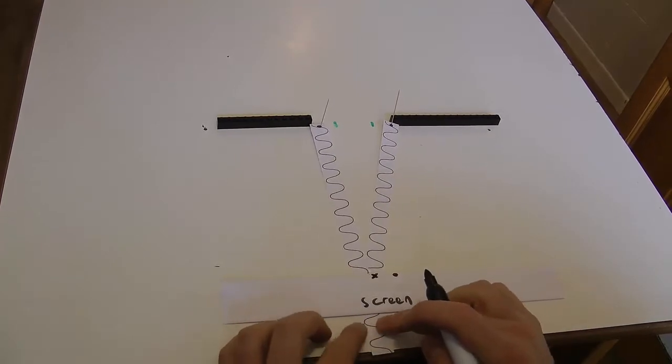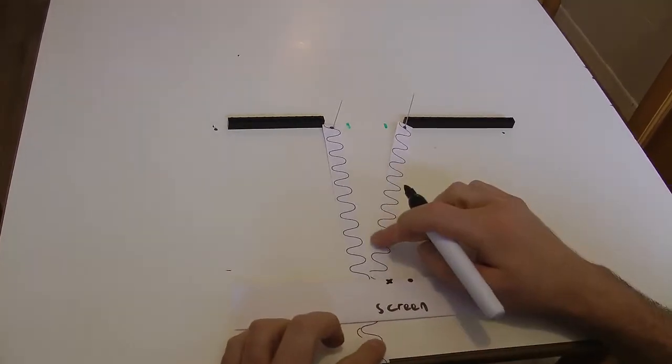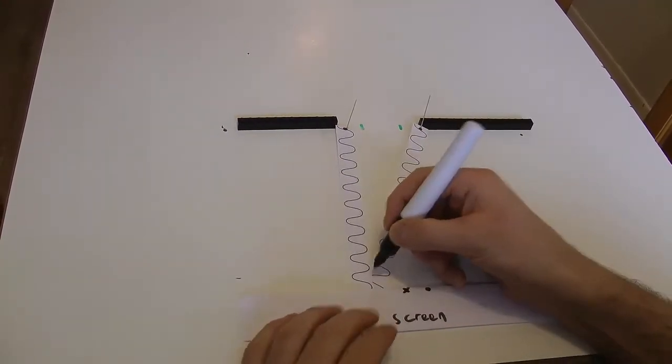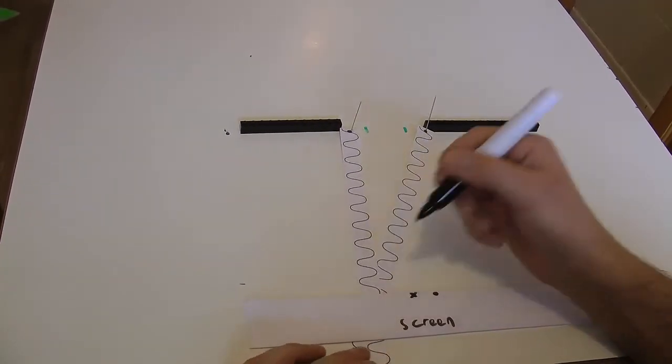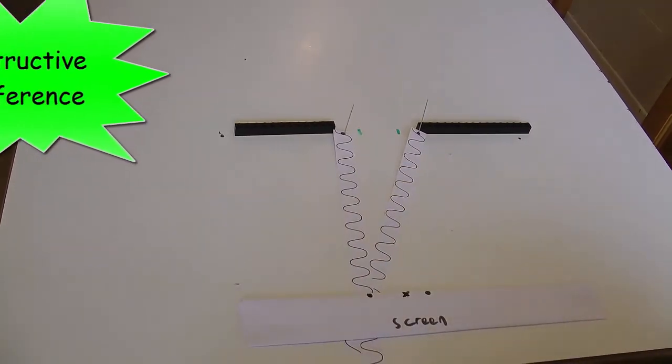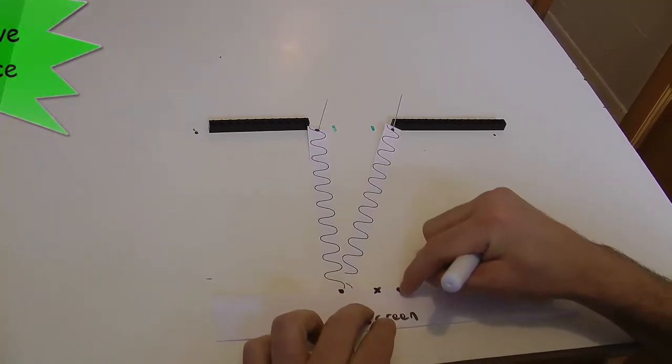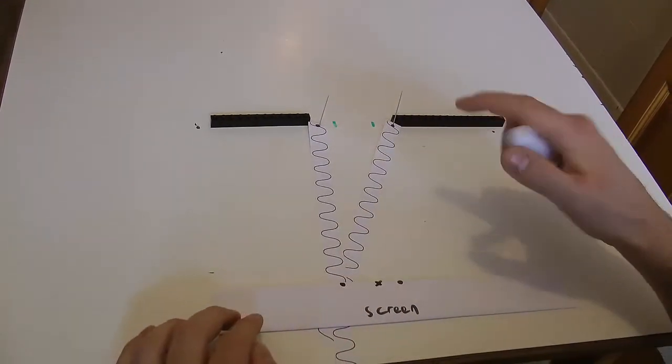Go along a bit further, moving them both across a bit, and we get another spot where we're going to get addition. You can see the peak and the peak are matching up together, so we're going to get a bright spot here. Okay, so we go bright central maxima, dark spot, bright spot.